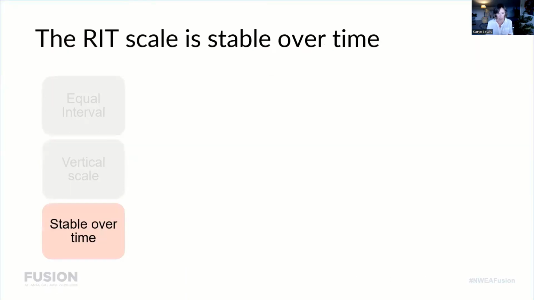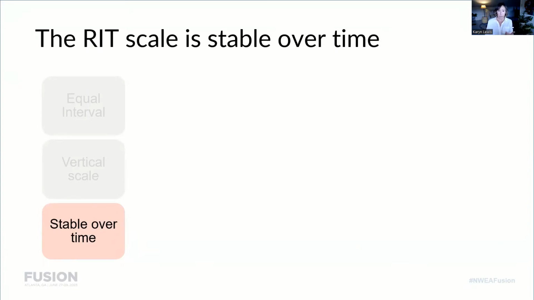And finally, the last key property I want you to know about is that the RIT scale is stable over time. This means that the interpretation of the scale yesterday is the same as today is the same as tomorrow. We want a RIT of 220 to mean the same thing as it did 5 years ago and as it will mean in 5 years from now. Now, this doesn't happen by accident, and we'll talk later about how our psychometricians are constantly monitoring the scale to ensure this stability over time and making adjustments as necessary.